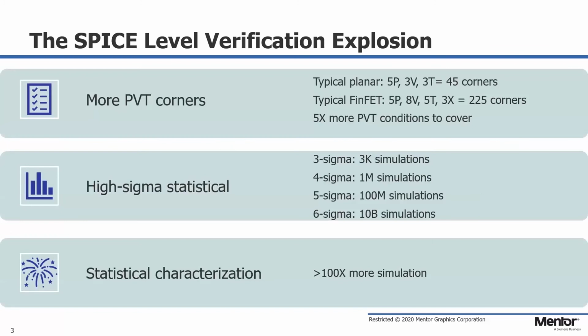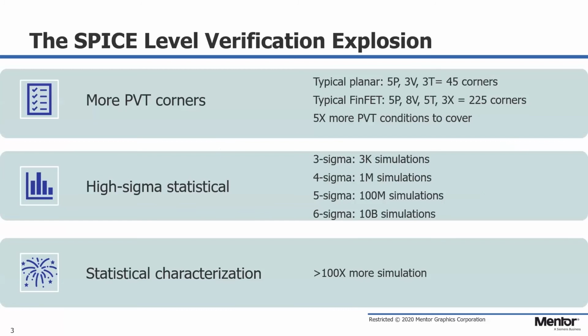What this has turned into is we've got way more process, voltage, temperature, and now extraction condition type corners. If you're looking at typical planar types of processes, we'd have 5 process, 3 voltage, 3 temperature. There's maybe 45 corners there. You might simulate a subset of those. With FinFETs, it's common to have hundreds of corners now. So we're at about 5 times more conditions to cover.